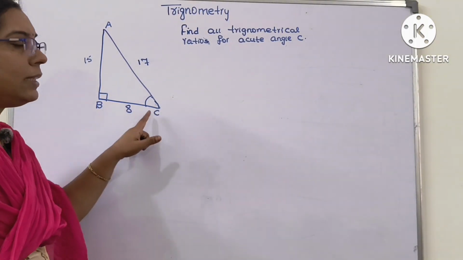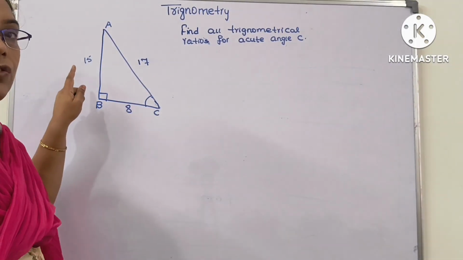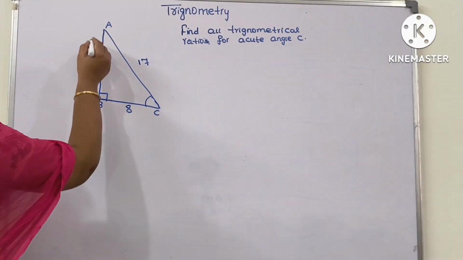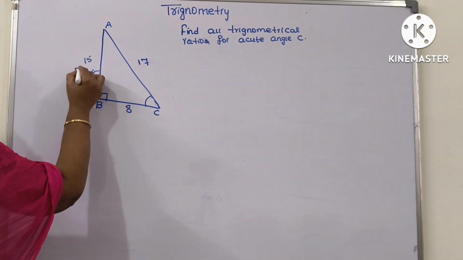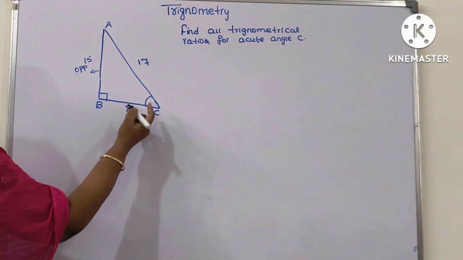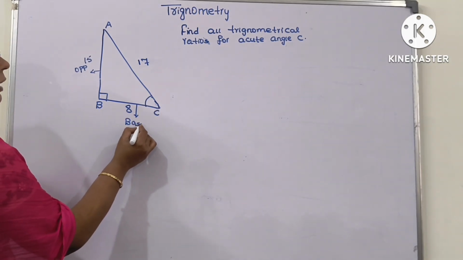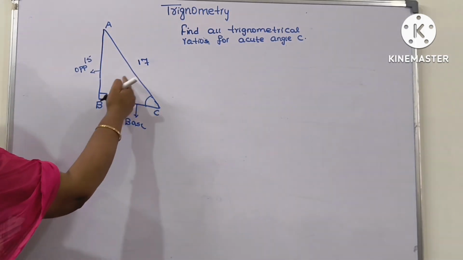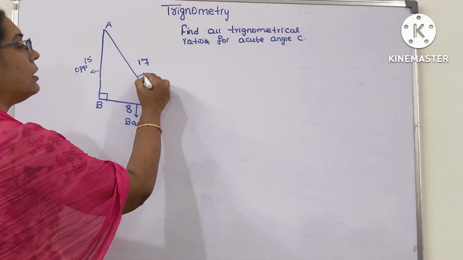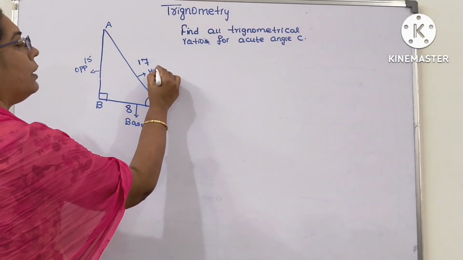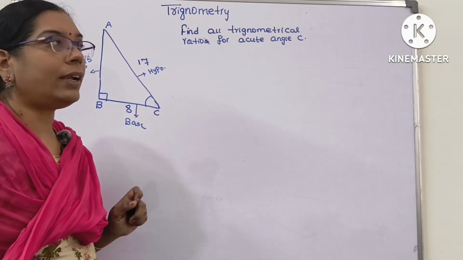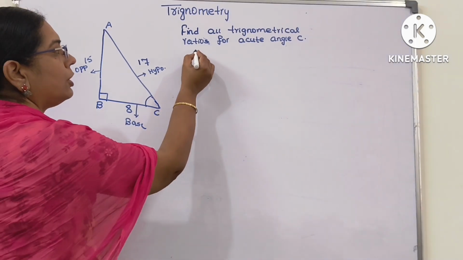If acute angle is C, then which will be your opposite side? AB will be your opposite side. Which will be the base from the acute angle point of view? BC is your base. Then what is AC called? Side opposite to right angle. AC is called the hypotenuse. So let us start writing all the trigonometrical ratios, children.